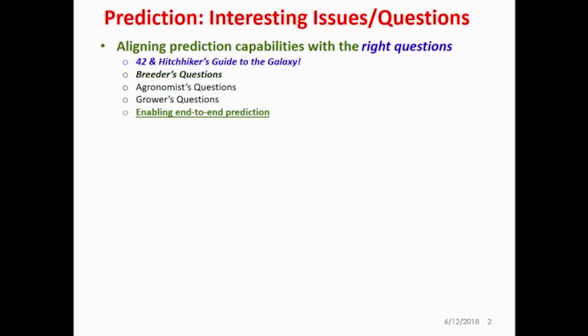And so you don't end up with answers such as 42, for anybody that's familiar with the Hitchhiker's Guide to the Galaxy. And so what I've been trying to do is align some of the prediction capabilities with different types of questions that different disciplines ask. So breeders' questions, agronomist questions, and growers' questions. And this starts to help you to think about what are the prediction needs from end to end or start to finish, from product creation using all of our genetics and physiological knowledge, right through to helping growers to optimize new genetics out of breeding programs with management practices across a diverse set of environments, so enabling end-to-end prediction.